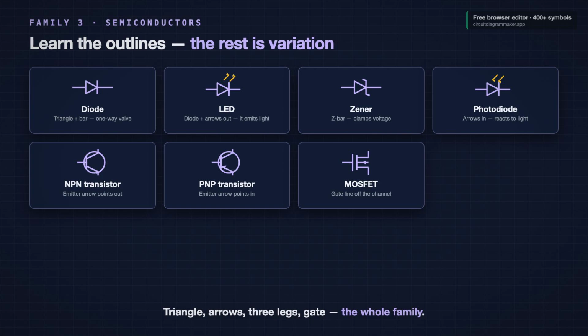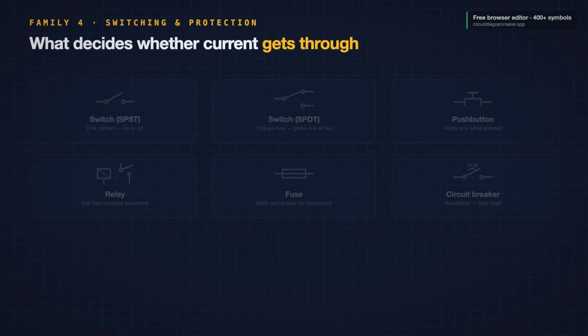Just learn the outlines: triangle, arrows, 3 legs, gate. Once the family clicks, every semiconductor is a small variation on one of these.